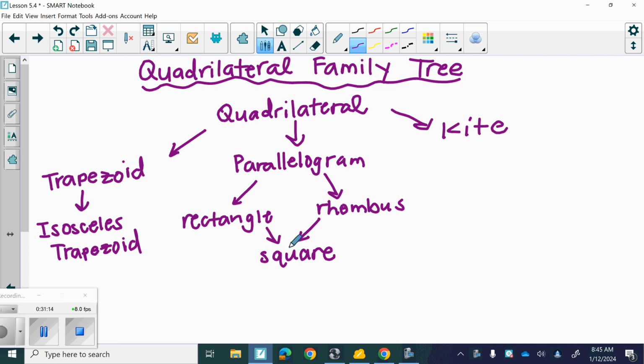Okay, the purpose of this is how you know your properties. Isosceles trapezoid has trapezoid properties. Your rectangle and rhombus have parallelogram properties. Your square has rectangle and rhombus properties, which have parallelogram properties. So they all tie together. What's kite? Kite just has its own properties.